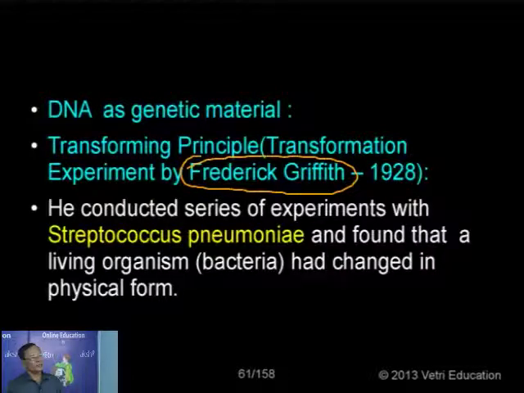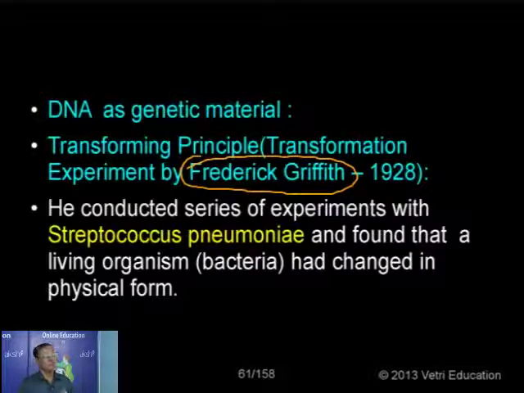He conducted the experiment in the bacterium Streptococcus pneumoniae, and people affected with this bacterium develop pneumonia fever. He conducted the experiment in mice, and the name of the experiment was the transforming principle or transformation experiment. What is the meaning of that? He conducted a series of experiments in the bacterium Streptococcus pneumoniae and found that a living organism had changed from one form into another form. That is why it's called transformation.